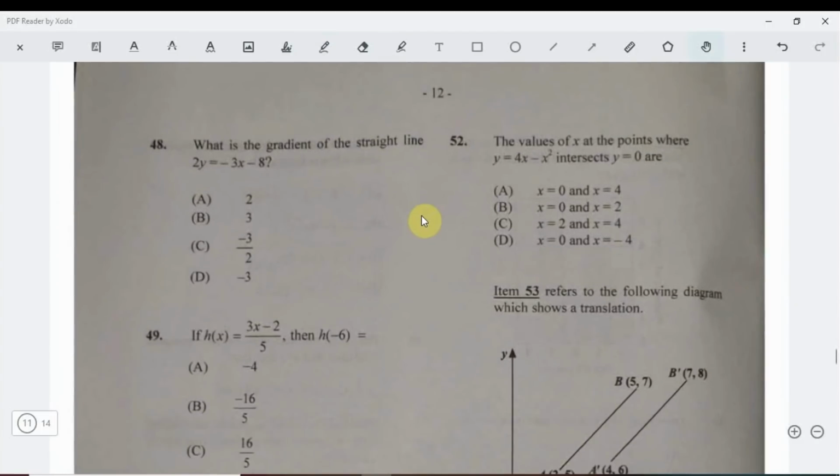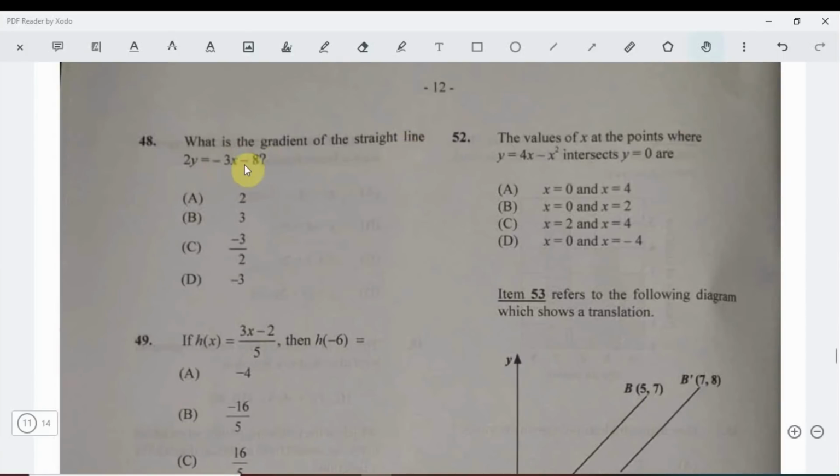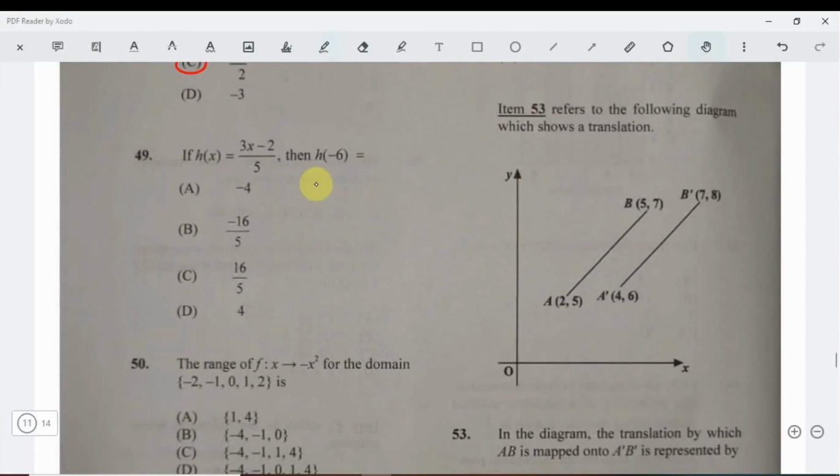Alright, question 48 says, what is the gradient of the straight line 2y equals negative 3x minus 8? So first thing, we need to divide both sides by 2 to get it in standard form. So y would be equal to negative 3 over 2 x minus 4. And so the gradient is negative 3 over 2. That's the gradient. Question 49.